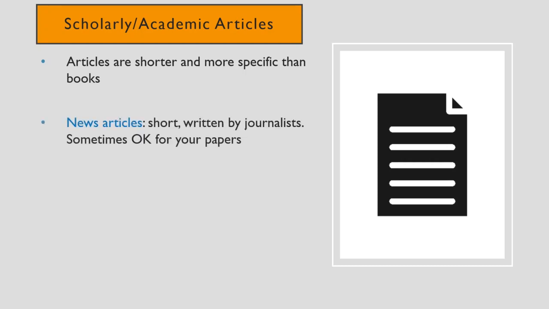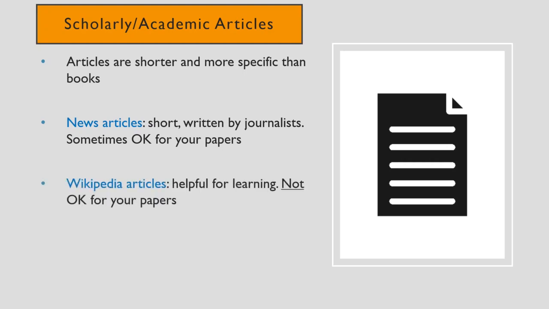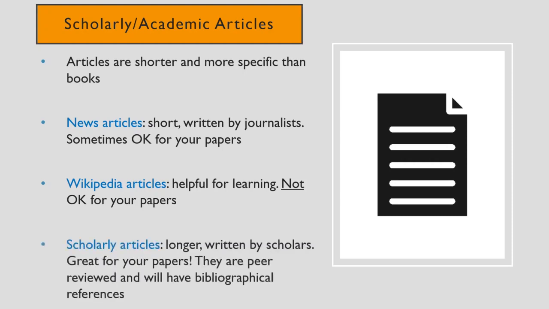There are news articles. These are short, they're written by journalists, and they're sometimes okay for your papers. You should definitely check with your professors about this. Wikipedia articles, as we've talked about, are helpful for learning and for background information, but they're not okay for your academic papers.